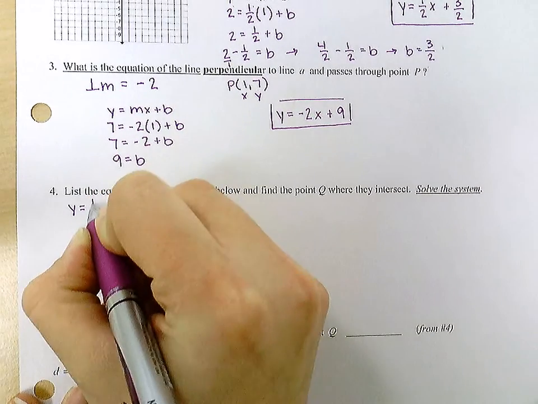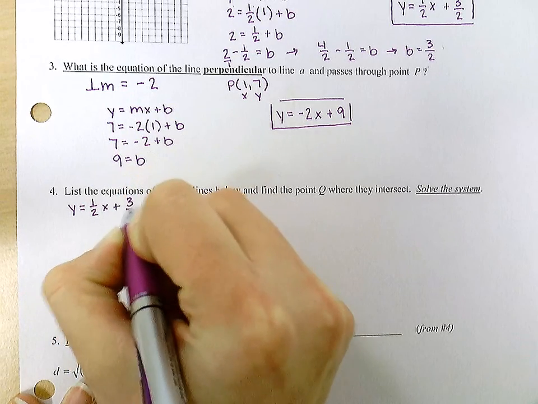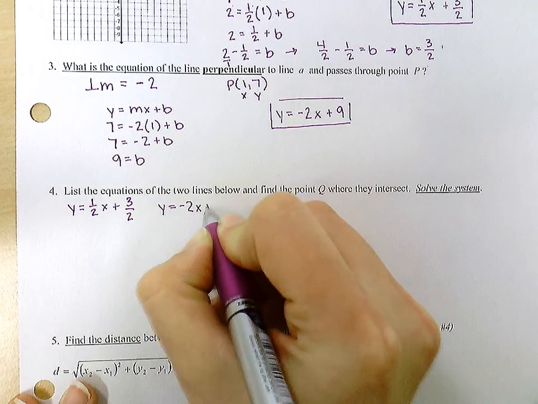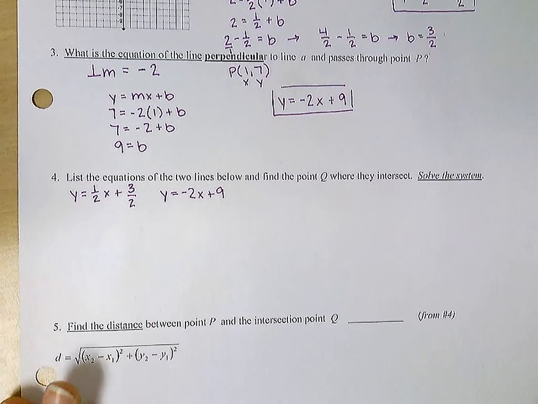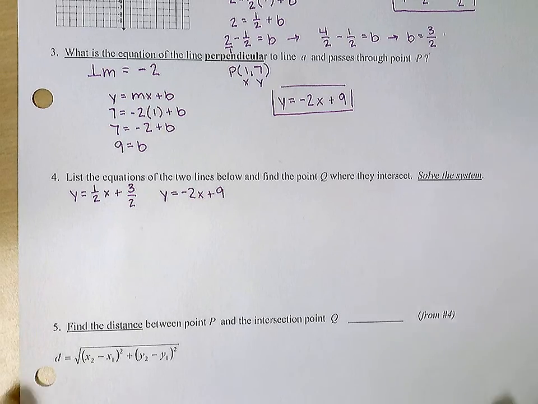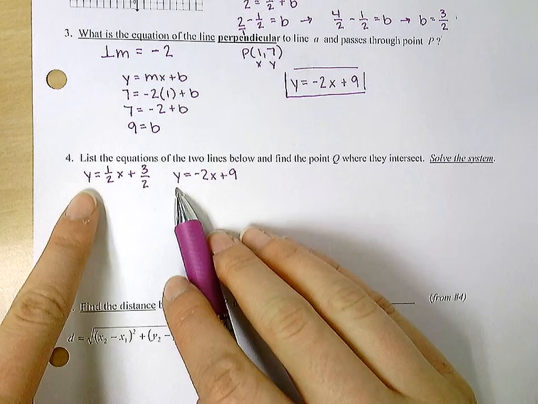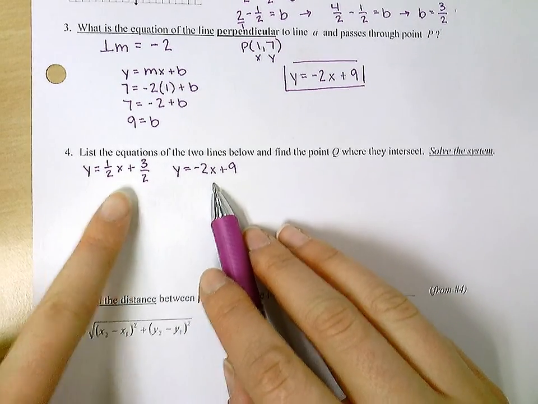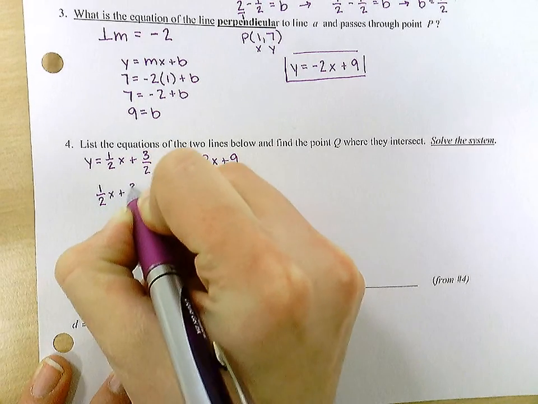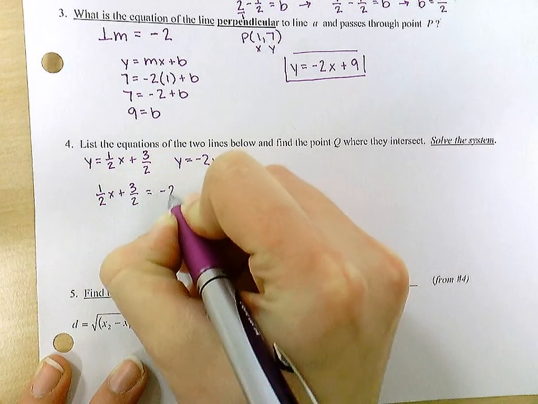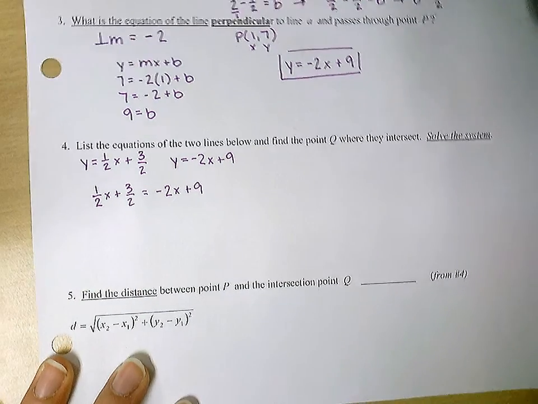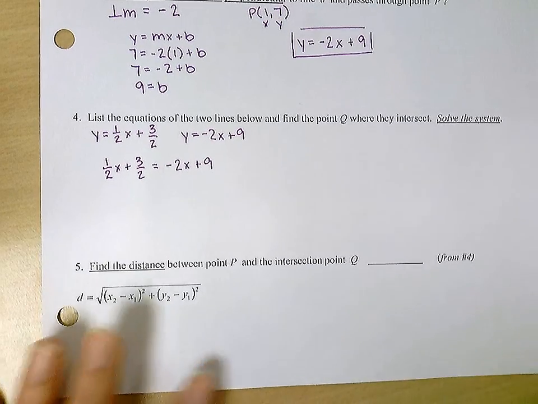Okay, so I have y equals 1/2 x plus 3/2 and y equals -2x plus 9. I want to see where those two lines intersect. So just like yesterday, since both are equal to y, they equal each other. So I can set 1/2 x plus 3/2 equal to -2x plus 9, and we just solve for x from here.